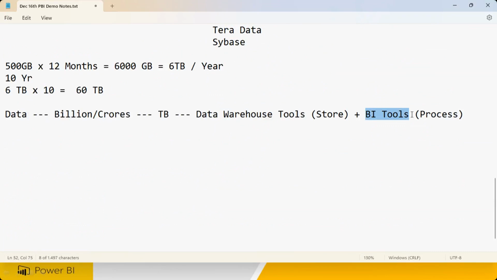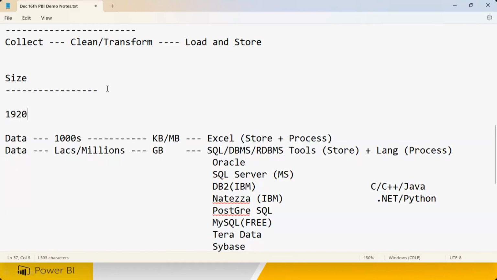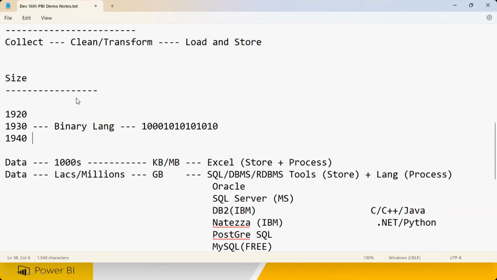Clear? So when the IT industry started in 1920, Charles Babbage invented a computer, right? In 1930, people were using only one language, that is binary. With binary language, you can communicate with the computer only in ones and zeros. You cannot communicate very easily. So till 30. Then in 1940, a language was developed where you can write your code in English. That is the first step, right? But it has a lot of flaws.